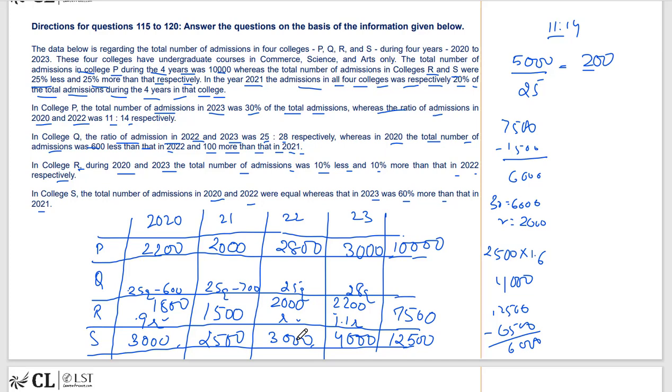So now P, R, and S are done. What is left is Q. Now here, again, we'll make use of the fact that there is a line that the number in 2021 for any college is 20% of the total admissions in that college over the 4 years. So we'll just use that relationship because we have all the numbers in a variable.